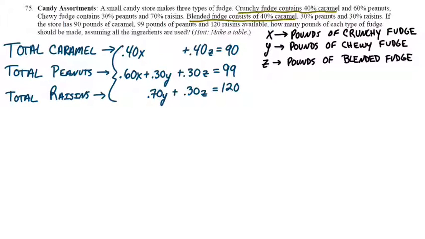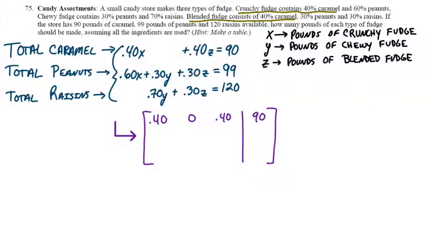Since we've got our three equations, let's move forward with our augmented matrix here. So the first row, 0.40, 0 for the Y term, since there was none of that in Y, 0.40 for Z and 90. The second row, 0.60, 0.30, 0.30, and 99. In the third row, we have 0, 0.7, 0.3, and 120.